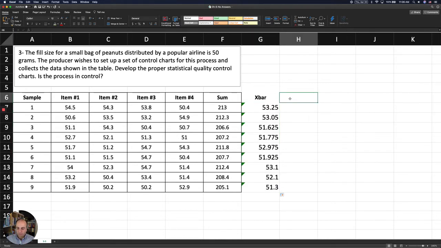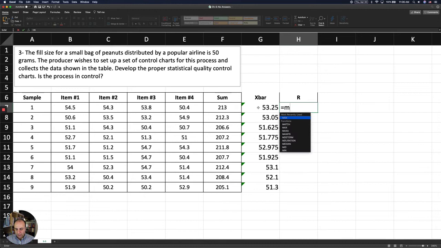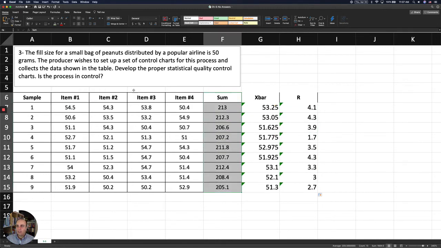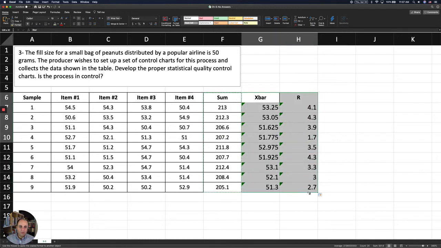Second thing that I need to do is to calculate R, which is my range. And range, as you remember, is maximum minus minimum. So I use this formula: maximum of these 4 values minus minimum of these 4 values. And that gives me my R. So basically my formula is maximum B7 to E7 minus minimum B7 colon E7. That's going to be my R, or range. Again, just like X bar, I copy it down all the way, and let's change the formatting so our table doesn't look ugly.